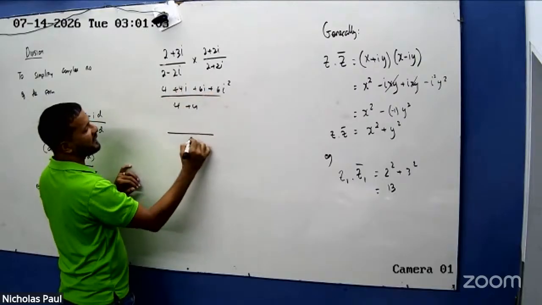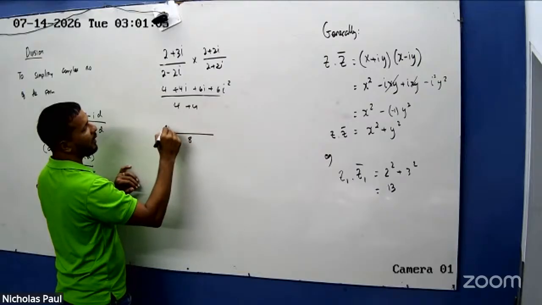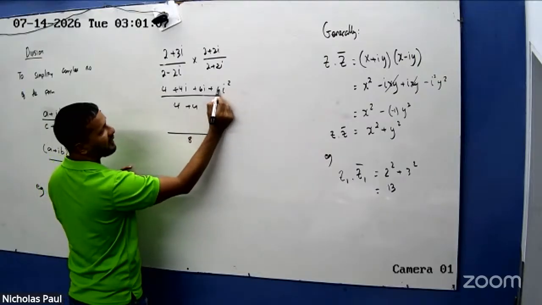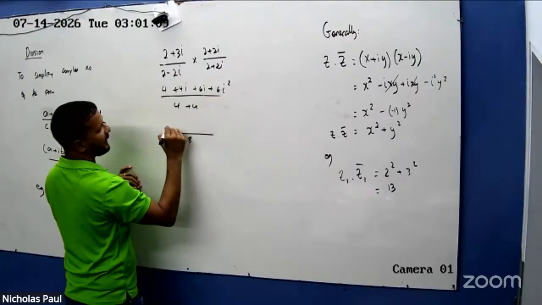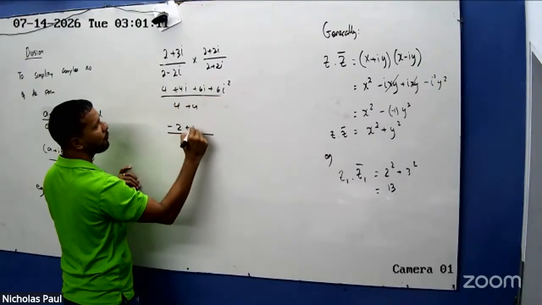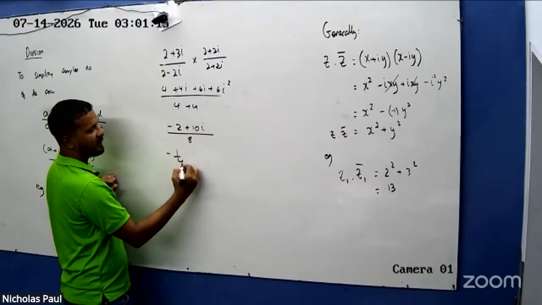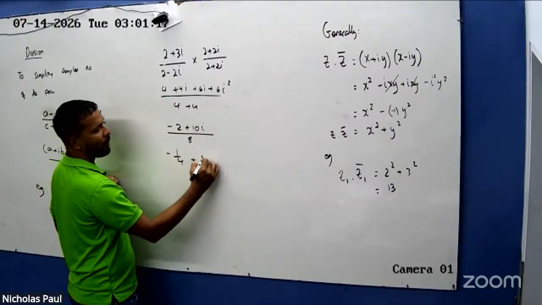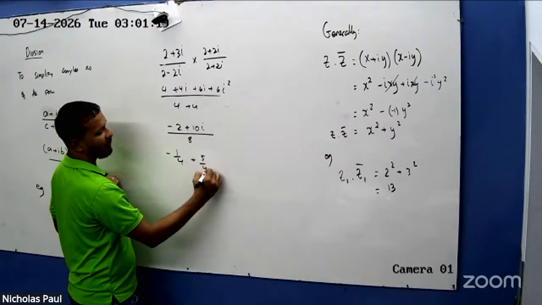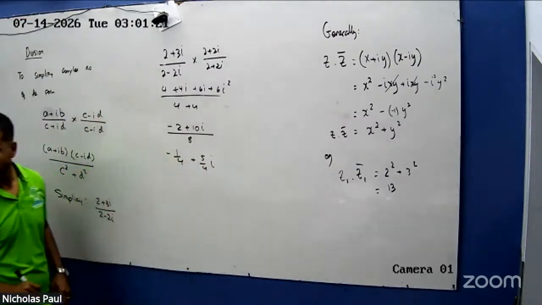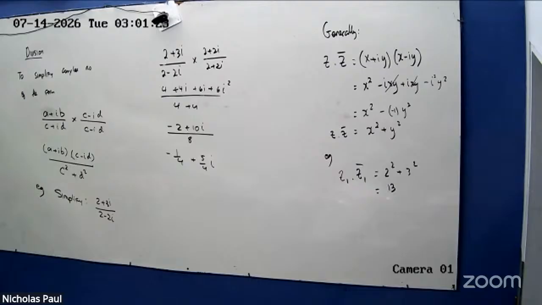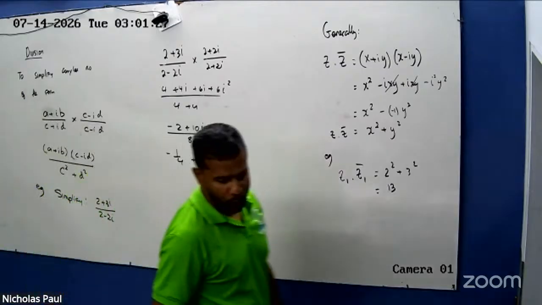So underneath is 8. And here we have what? This is 4 minus 6. 4 minus 6, that's minus 2 plus 10i. Right? And you can simplify it further. That's minus 1/4 plus 5/4 i. Right? That's the final complex number. Take one more and I'll give you a break.